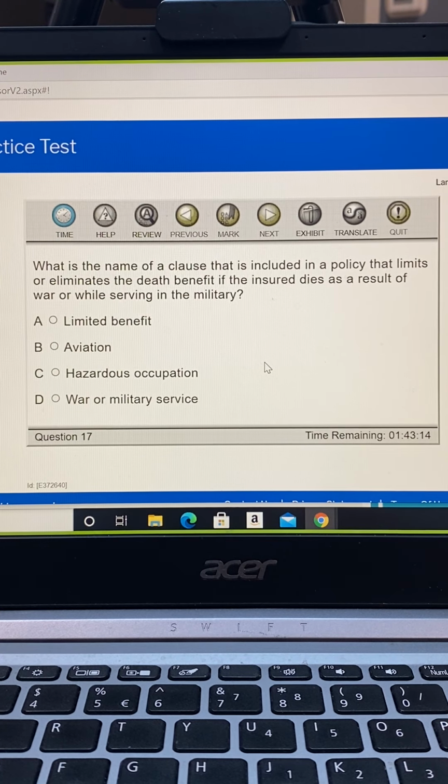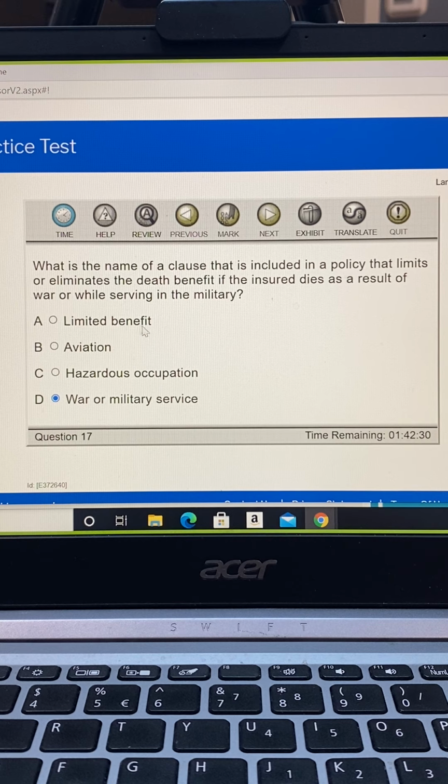What is the name of the clause that is included in a policy that limits or eliminates the death benefit if the insured dies as a result of war while serving in the military? Is it limited benefit? No, man. It's war and military? Bingo, right there. It says a result of war while serving in the military. It's called a war clause. That's what I be looking for, but then I don't see war clause, so I'm like, well, maybe it's supposed to be limited benefit. But limited benefit is something else. Right, limited benefit is something totally different.